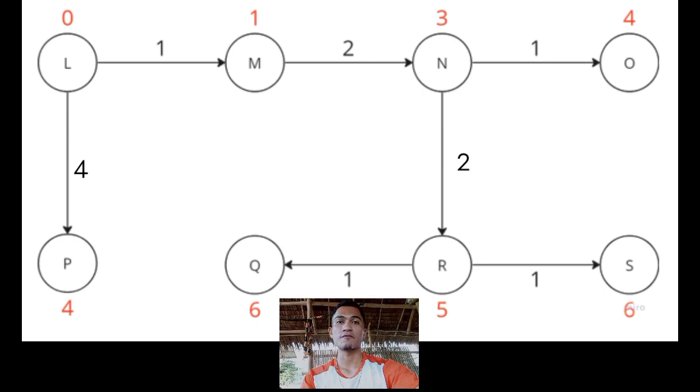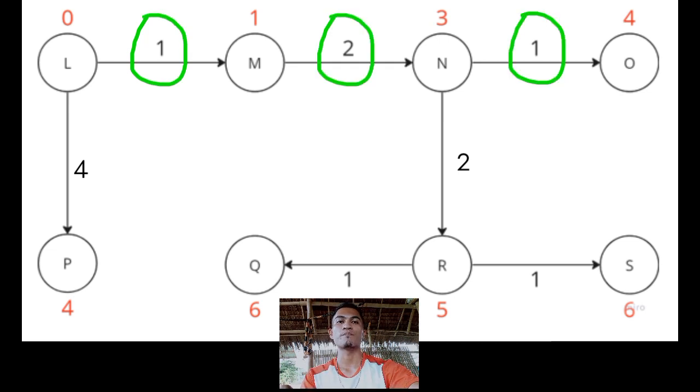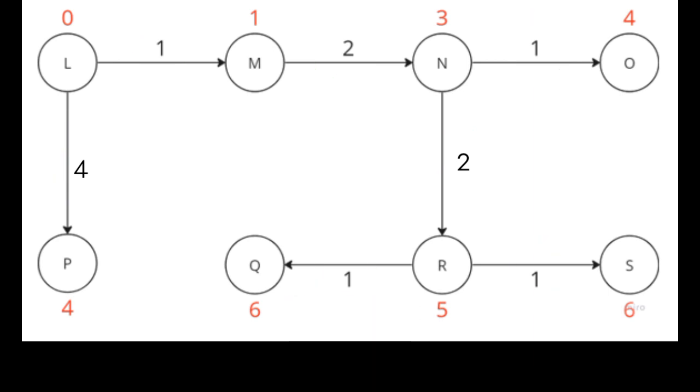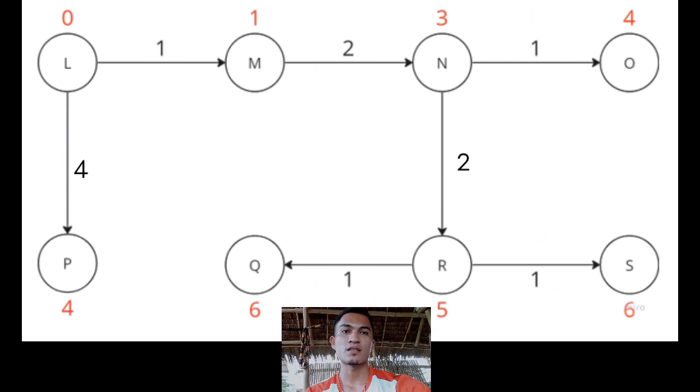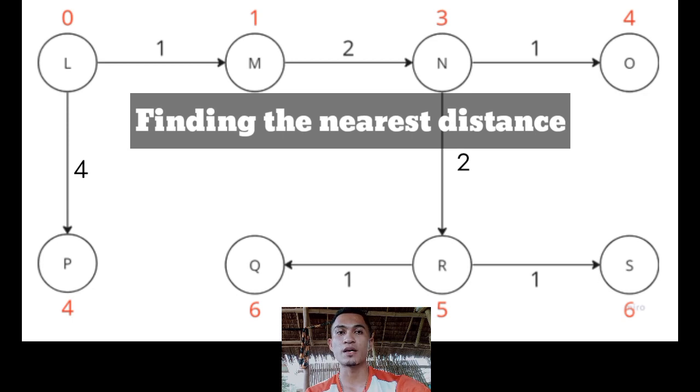As we finish, you can see that some arrows were pulled out. The arrows retained are LP, then RQ, then RS, and then LM and O. The distances used in the addition were also retained, which are 1, 2, 1, and then 4, 2, and then 1, 1.